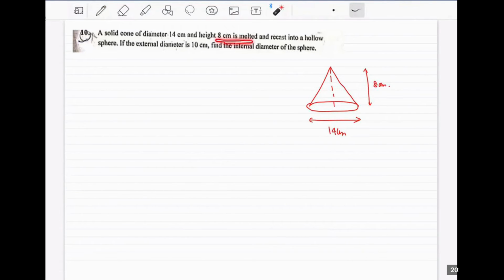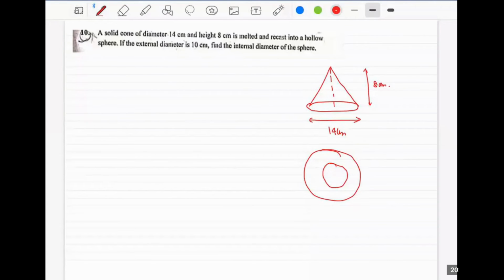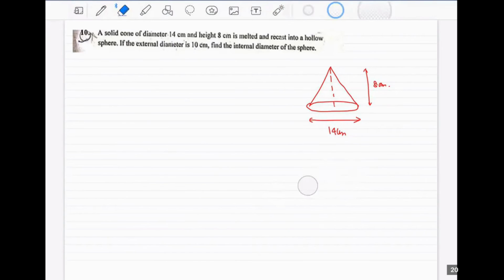Now this is melted and we cast into a hollow sphere. We made the hollow sphere like the one we did in the previous question. We made a hollow sphere like this. So where is the metal supposed to be? The metal is supposed to be in this portion right here. This part right here is going to be hollow. There is nothing here, there is just air. Let's draw properly. Okay. Looks like an oval. All right.